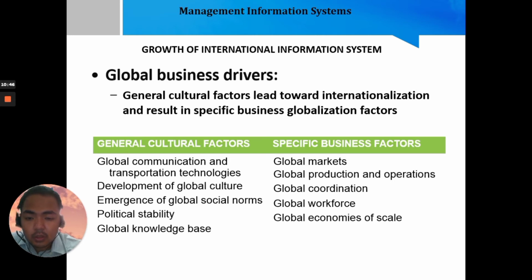Next is the global knowledge base. So in terms of specific business factors, the global markets, of course. So the global production and operation itself. So global coordination, global workforce, and global economies of scale.